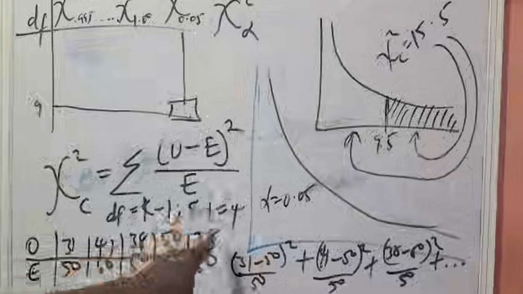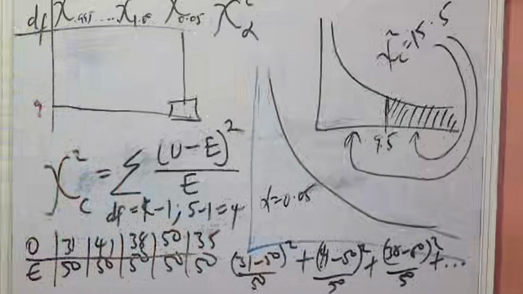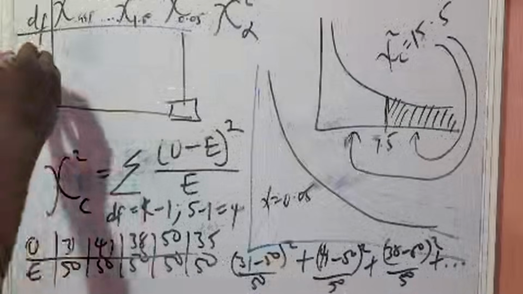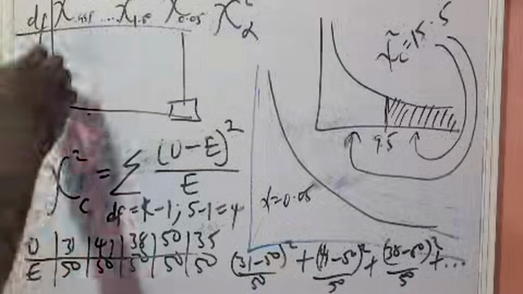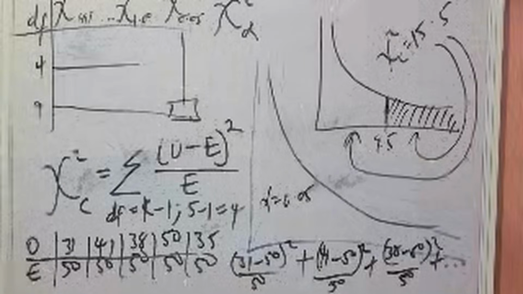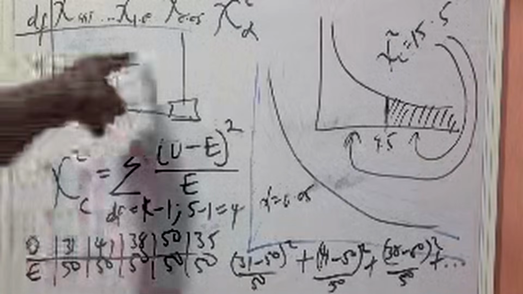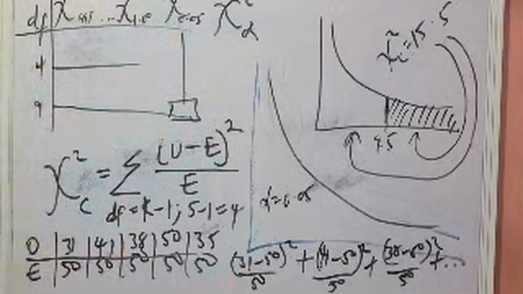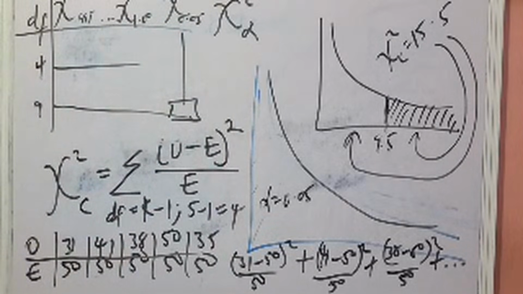So I wanted to check the table value, the critical value of this. I will go under degree of freedom 4. Depending on whatever level of significance I'm dealing with, if I'm dealing with 0.05, I will come under 0.05 and pick out my value from there. That's how I'm going to get the value.